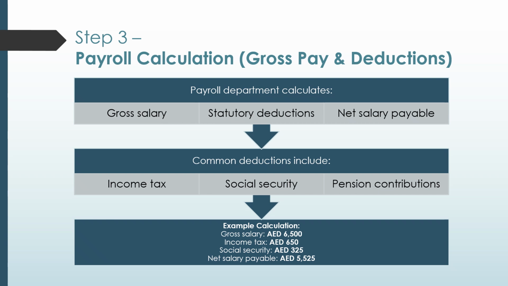Now comes the calculation stage. First, the gross salary is calculated, which includes basic salary and overtime. Then deductions are applied, such as income tax or social security. After deductions, we arrive at the net salary, which is the actual amount paid to the employee.